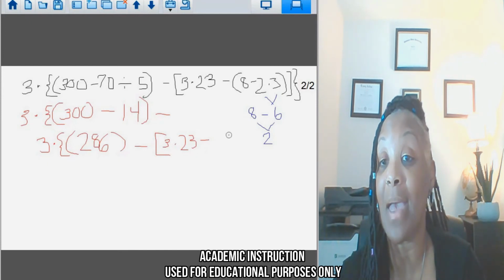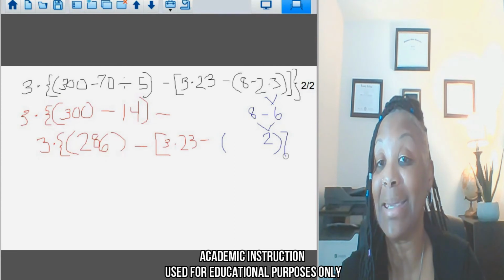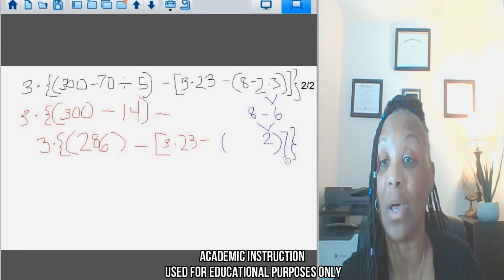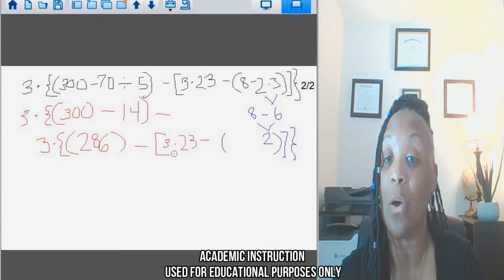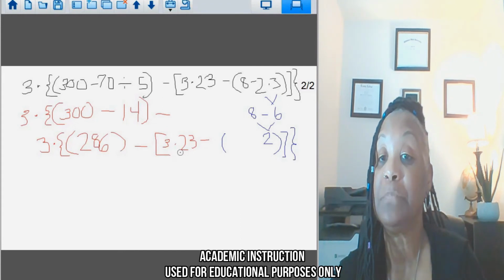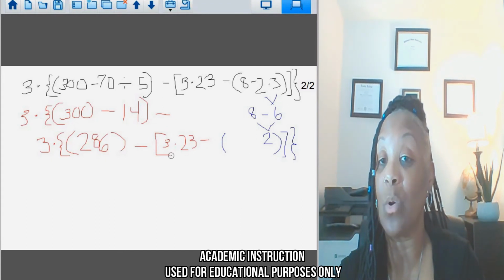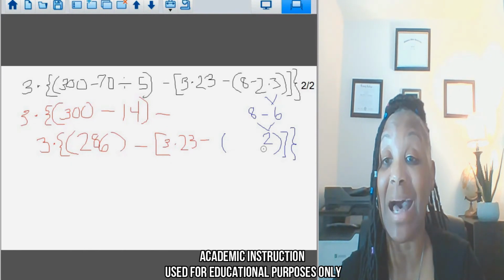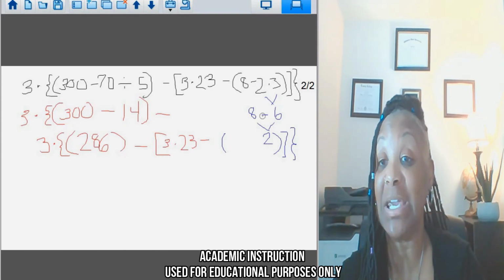So we can go ahead and put our 2 in parentheses here. And I'll just do it that way. We're going to close the bracket here, and then we're going to put this symbol here for bracket as well. All right, so we're still working this expression here, okay? So the next thing we're going to do is we're going to multiply 3 times 23 because we have reduced or simplified, rather, this expression here as far as we can go.